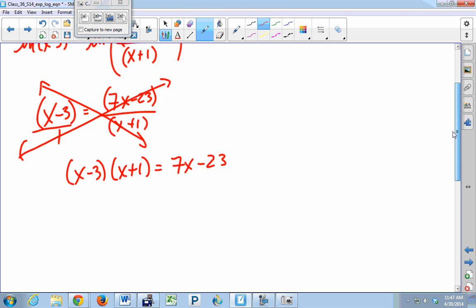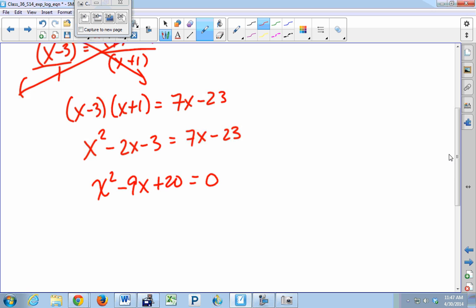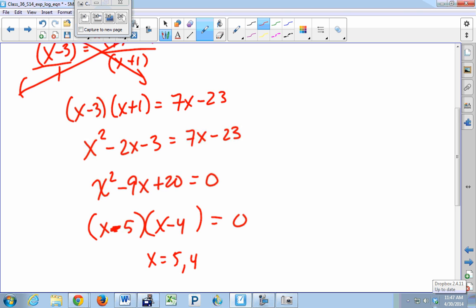What I have on the left side is going to turn into a second degree trinomial. So therefore, I know I end up with a quadratic equation. So I solve my quadratic equation for 0. And luckily, I can factor again. Factors of 20 that add up to 9 are 5 and 4. They both have to carry the same sign. So x minus 5, x minus 4. So x is 5 or 4.